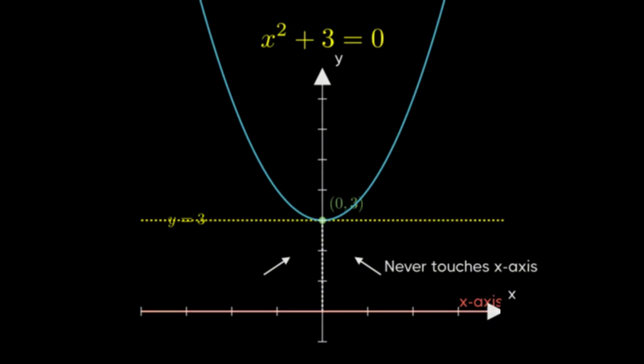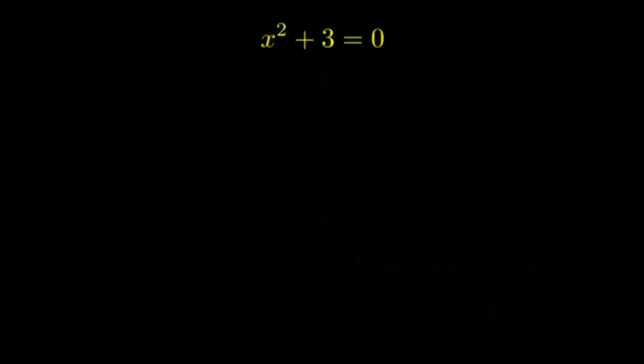To solve quadratic equations like this one, we need to extend our number system beyond the real numbers. This is where complex numbers become necessary. Complex numbers allow for solutions to equations like this by introducing the imaginary unit i, which is defined as the square root of negative 1. With complex numbers, we can express the solutions to x squared plus 3 equals 0 as x equals plus or minus the square root of negative 3, which can be written as plus or minus i times the square root of 3. These are called complex solutions, and they come in conjugate pairs.